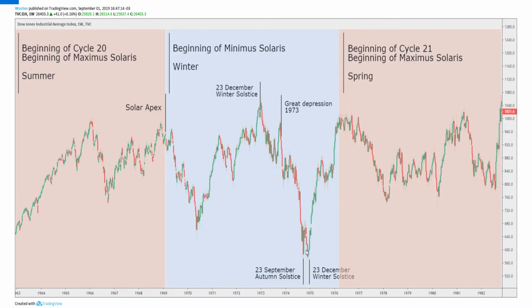So right after the maximum Solaris, what we had, this was a double bottom, also in solar activity, and so this was bullish because we had a previous low and then a new low, double bottom. Here we had an inverted head and shoulders, which played out with 60% of the target. The main target, if I'm not wrong, was 1060 points.